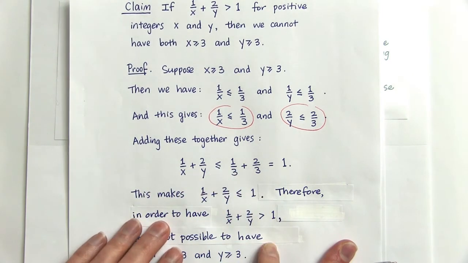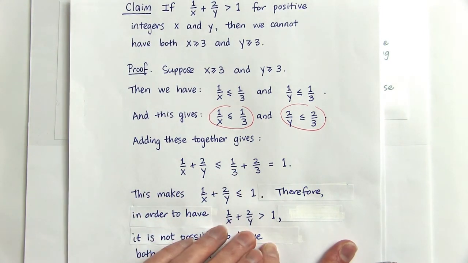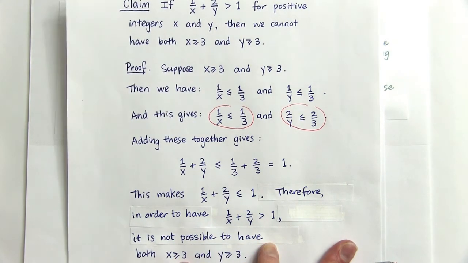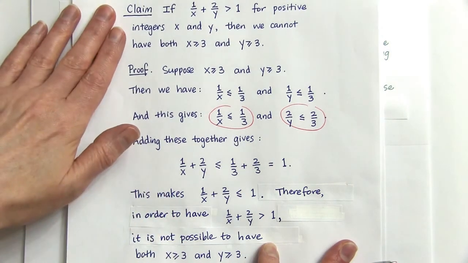Therefore, in order to have 1 over x plus 2 over y greater than 1, it is not possible to have both x and y greater than or equal to 3. And the claim is proved.